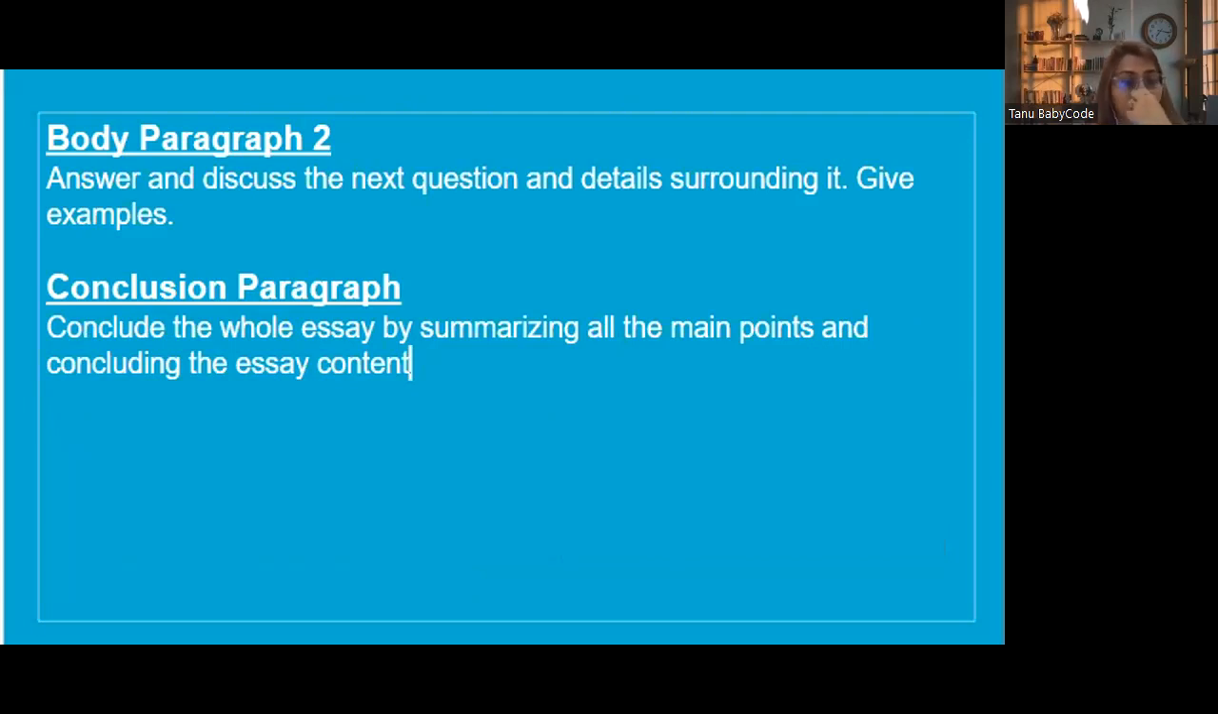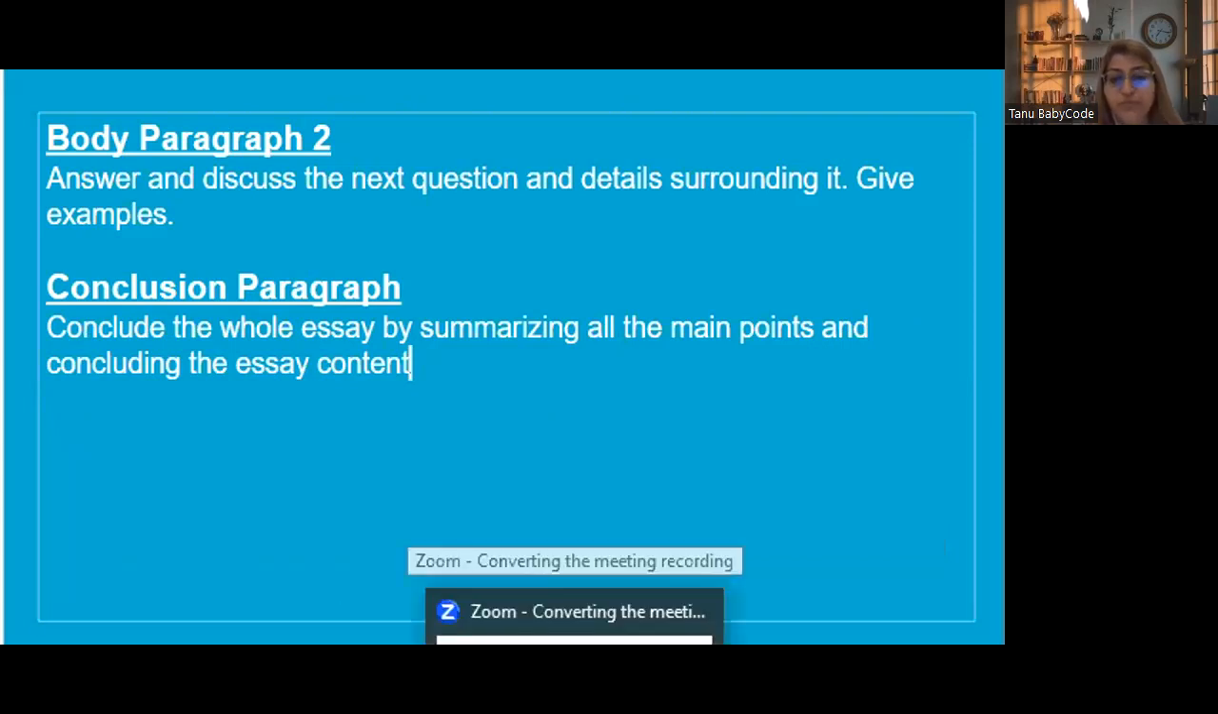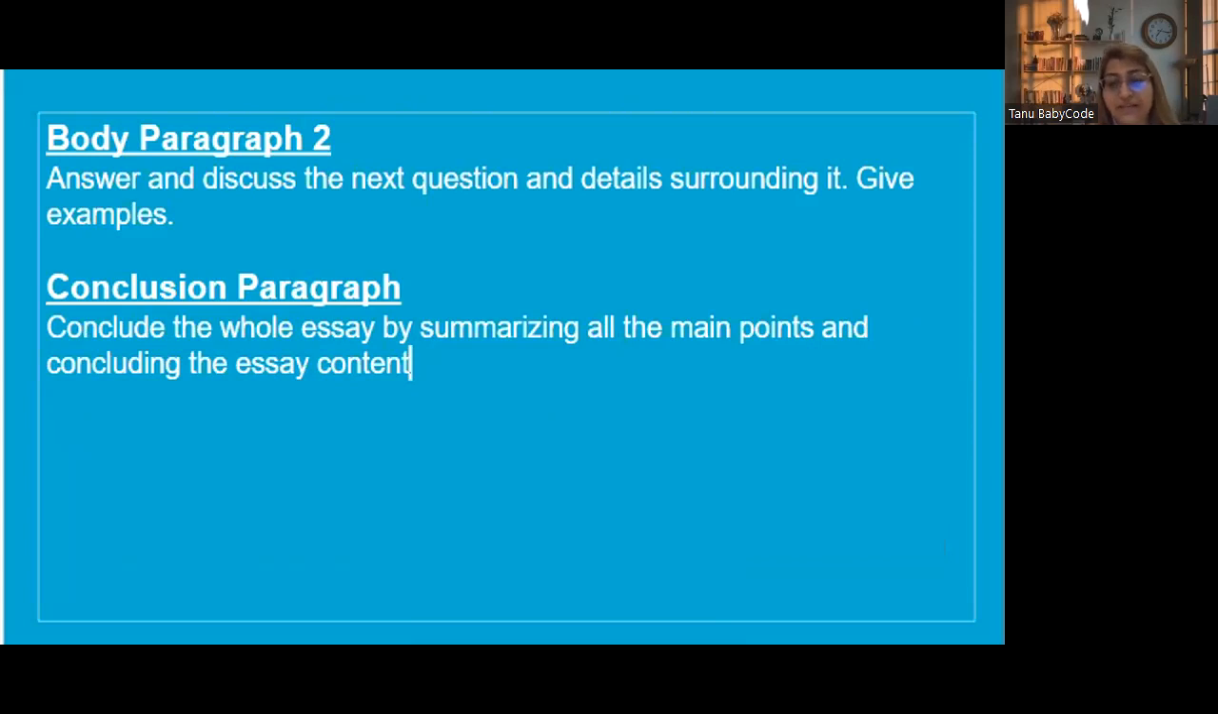Then comes your conclusion paragraph. Now, in the conclusion paragraph, you know that you have to conclude the whole essay, summarizing all the main points, and then you will conclude the essay content, right? So, you have to answer it very carefully.